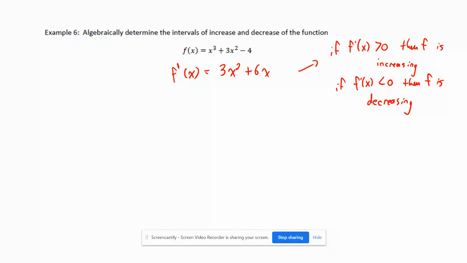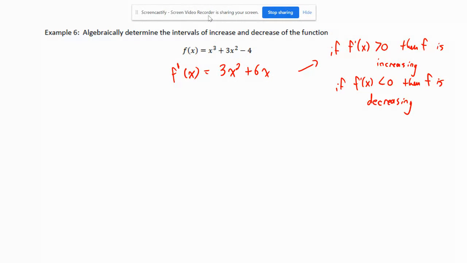All right, so we need to think about it: if I want to figure out when the function is increasing, I want to figure out when this is greater than 0. In other words, where is 3x squared plus 6x greater than 0? Now, if you remember back to Math 20, we did something we called a number line analysis.